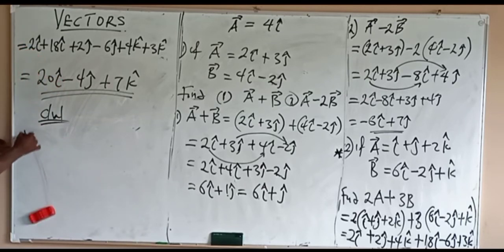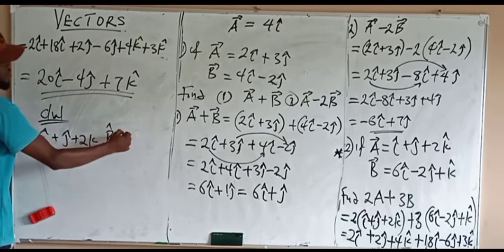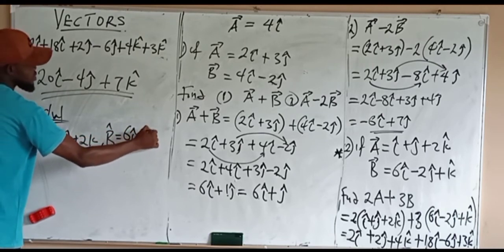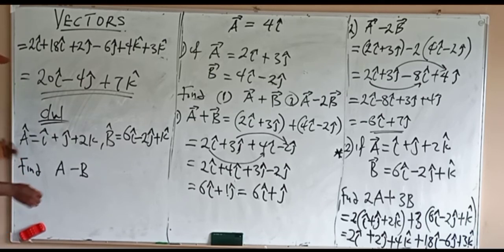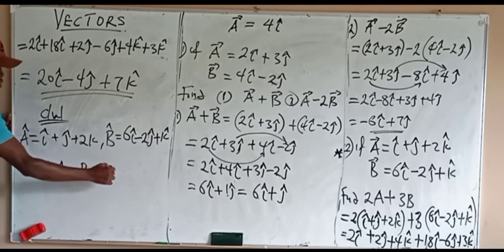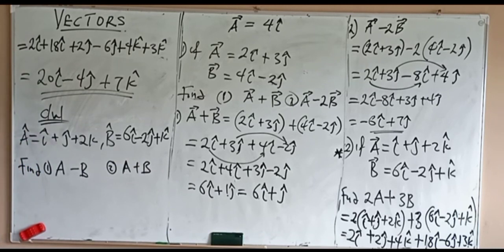We were told that A is equal to I plus J plus 2K, and vector B is equal to 6I minus 2J plus K. So class, what we are going to find is, number 1, vector A minus B. What will be vector A minus B? Let me see if you can do that. Then number 2, also find vector A plus B. Let me see what you are going to have.